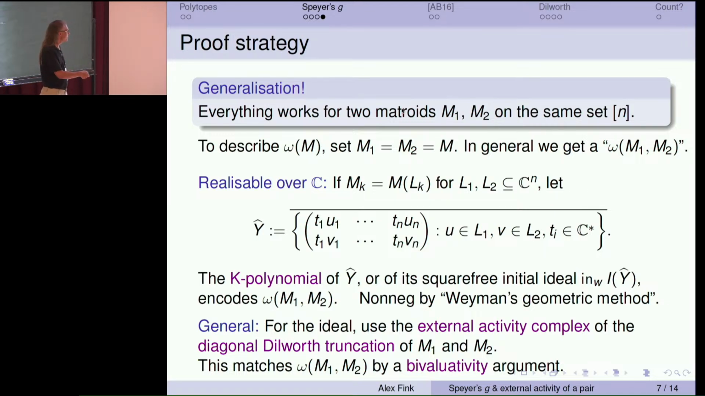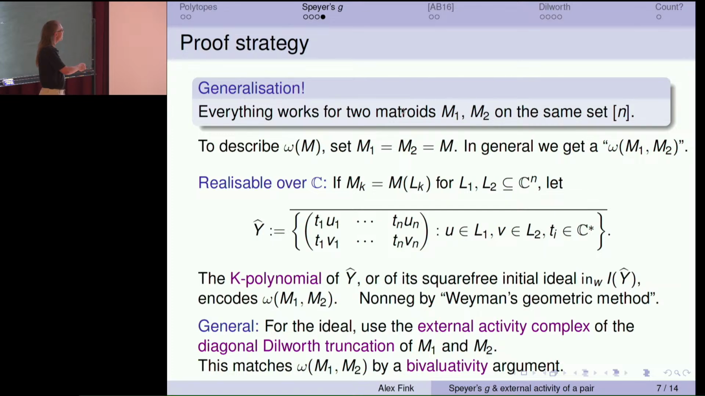We make the corresponding simplicial complex with a generalization of external activity for this diagonal Dilworth truncation, and then using the fact that representable matroids generate all matroids up to valuation, we can take the agreement from the realizable case and convey it to this case as well. So yeah, it's these things I want to tell you about.